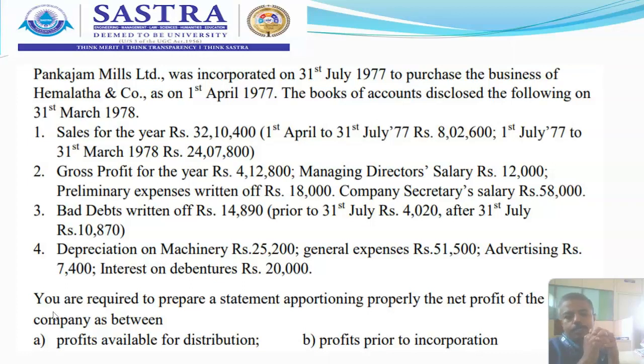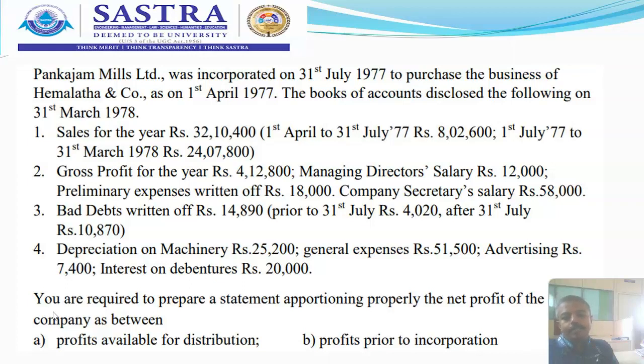Number 2, the gross profit for the year is rupees 4,12,800. Managing director's salary is 12,000. Preliminary expenses written off rupees 18,000. The company's secretary's salary: we have an ACS qualified person in Pangajam Mills Limited, who is called the company secretary. His salary is rupees 58,000, which has been paid.